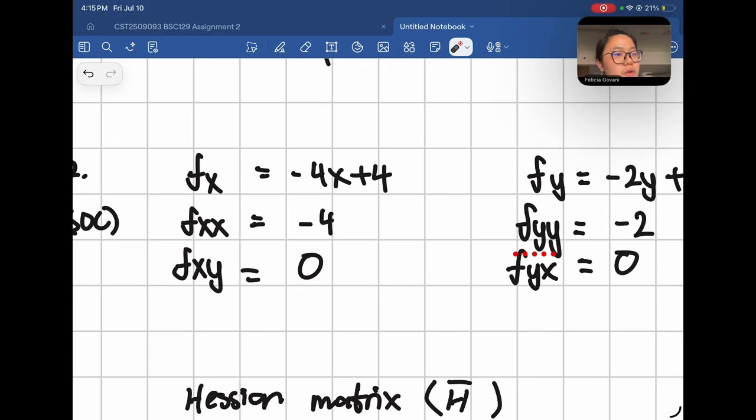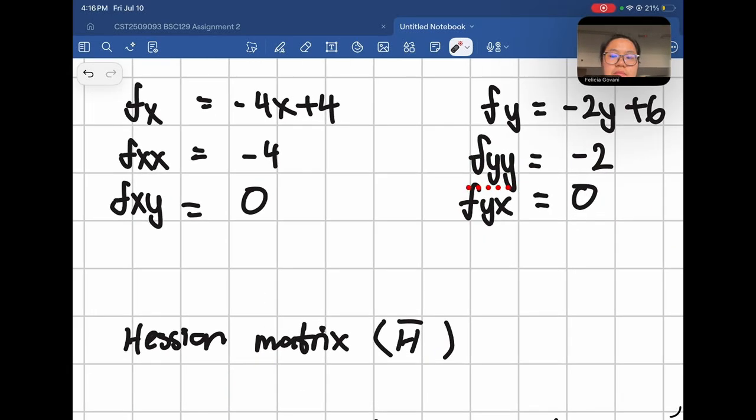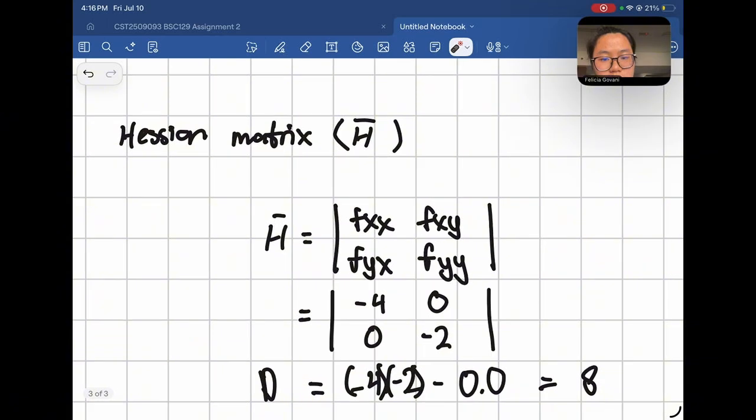After that, we also take the mixed derivatives: the first derivative with respect to x differentiated with respect to y, and the first derivative with respect to y differentiated with respect to x. Although the order is different, the answer will be the same. If we differentiate the first derivative with respect to x again with respect to y, it becomes 0. The same with the first derivative with respect to y, differentiated with respect to x, it becomes 0. So it's actually the same, and we make it into a matrix.